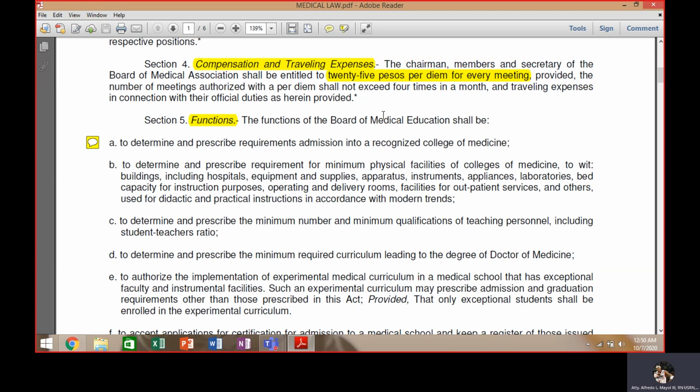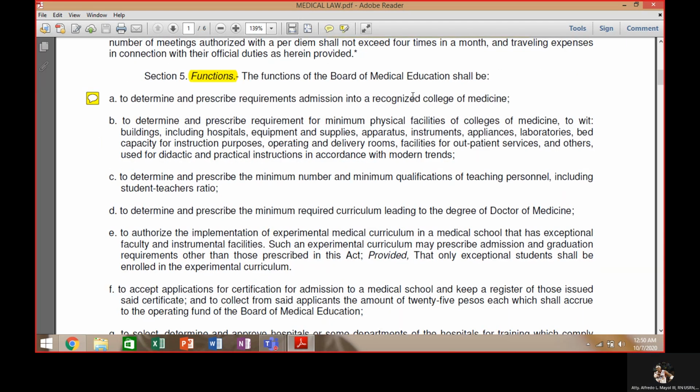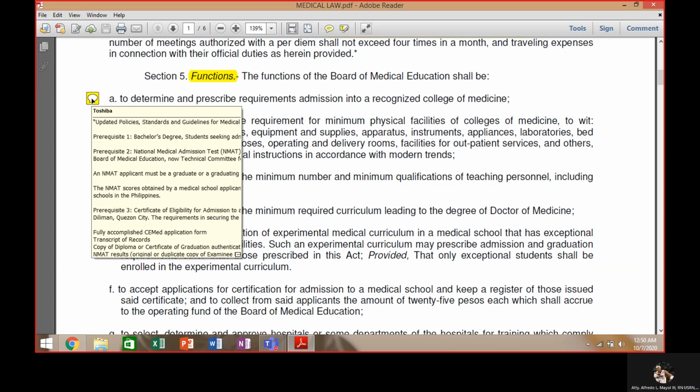Next, let's discuss the function of the board. Okay, Section 5. The functions of the Board of Medical Education shall be: first, to determine and prescribe the requirements for admission into a recognized college of medicine. Okay? So it is the board that provides for the minimum requirements in order for a student to be admitted into a recognized college of medicine. Okay? So as of the moment, one requirement is the NMAT. Okay? So it is updated.